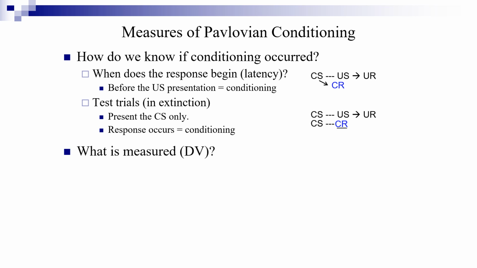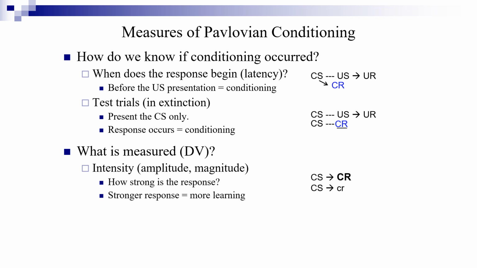Now moving on to what is actually measured. What's our dependent variable? Well, we can measure intensity of response, or magnitude, for example. We can ask, how strong is the response? Is it a very large response or is it a smaller response? In general, we would say the stronger the response, the more learning has occurred, and with a smaller response, maybe not quite as much learning has occurred.